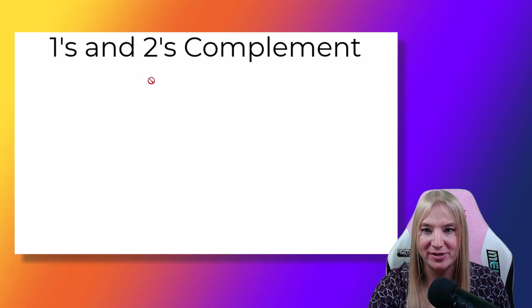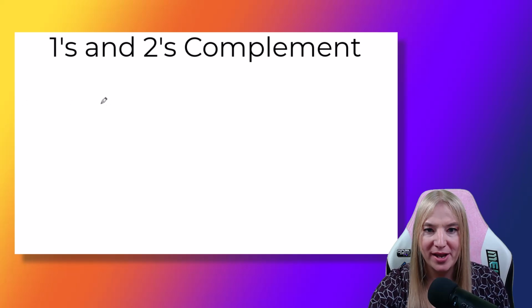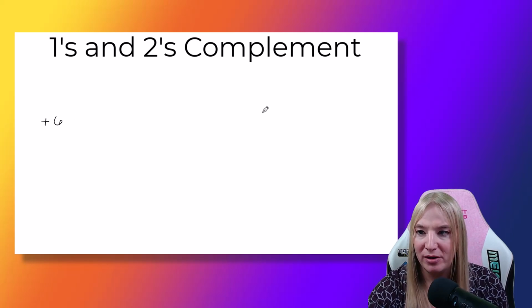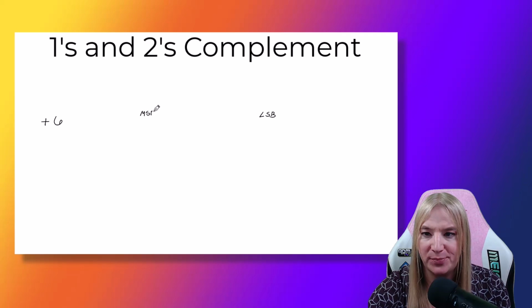I'm just going to minimize that for a sec. Let's take a look at what we're talking about here. If we have positive 6, I'm going to put a positive 6 number right here. I keep using this same number we used in offset binary. Again, same thing as before: least significant bit over in this direction, and this is our most significant bit over here. That's the highest part of the scale over here, lowest part of the scale over here.